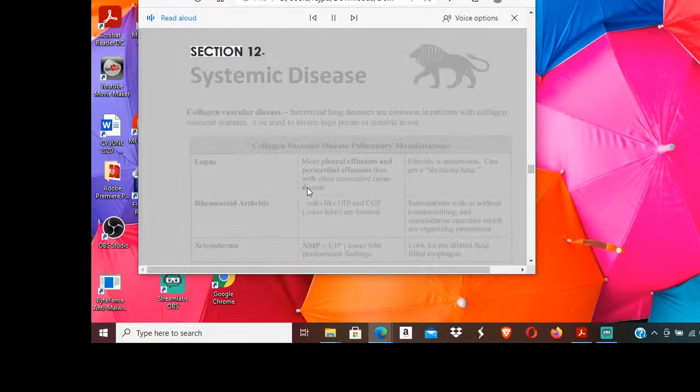Section 12. Systemic disease. Collagen vascular disease. Interstitial lung diseases are common in patients with collagen vascular diseases. I've tried to hit the high points of testable trivia. Collagen vascular disease pulmonary manifestations. Lupus: more pleural effusions, and fibrosis is uncommon. Can get pericardial effusions, and then a shrinking lung.